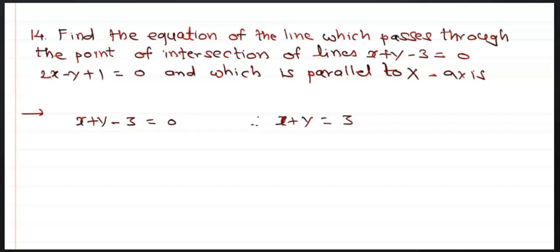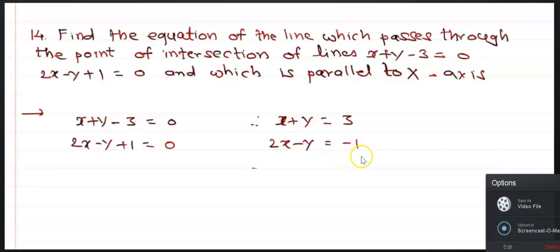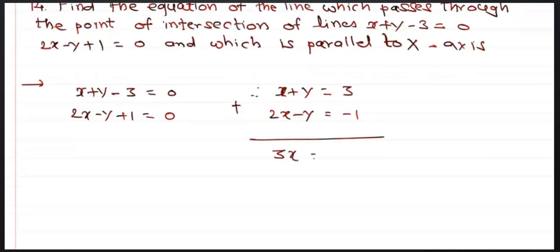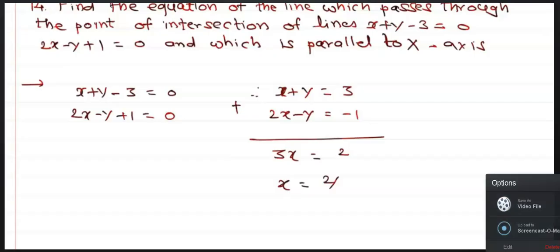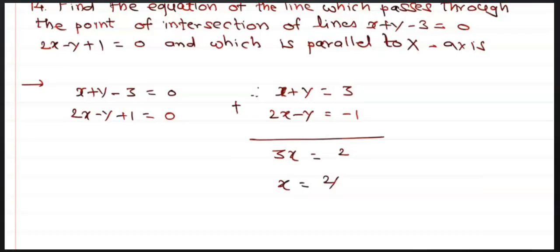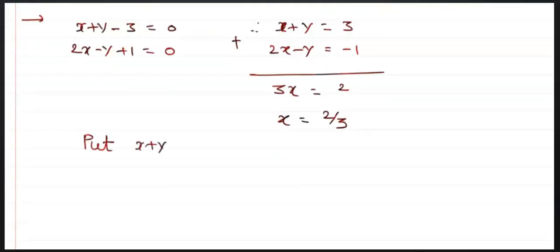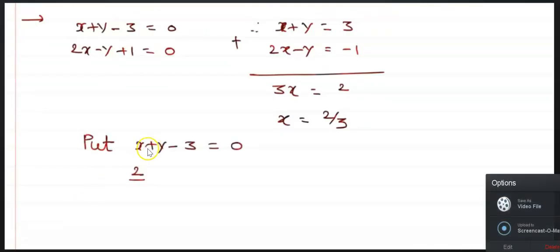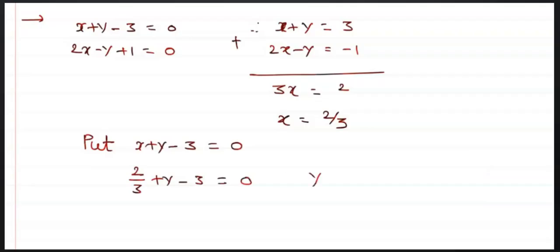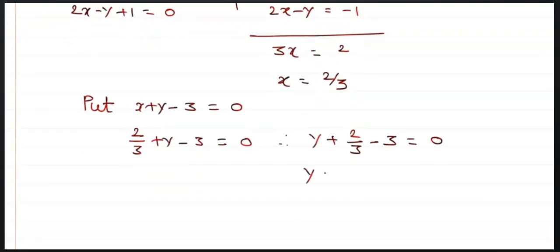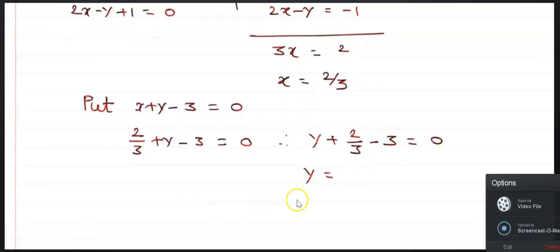Now x plus y minus 3 is equal to 0, that is x plus y is equal to 3. And 2x minus y is equal to minus 1. Now solve this simultaneously. Therefore 3x is equal to 2, x is equal to 2 upon 3. Put it in x plus y minus 3 is equal to 0. The value of x is 2 upon 3, so y plus 2 upon 3 minus 3 is equal to 0.